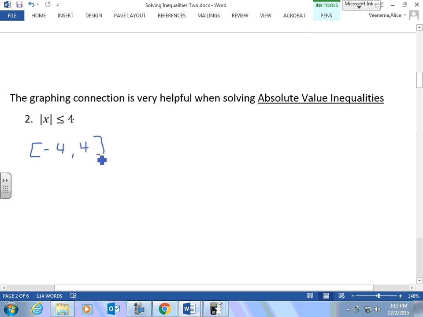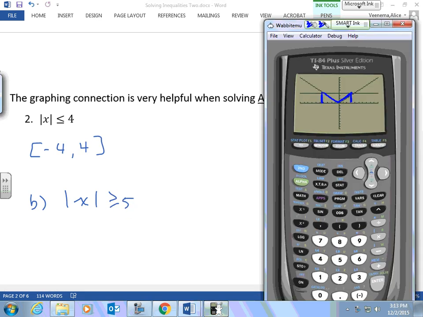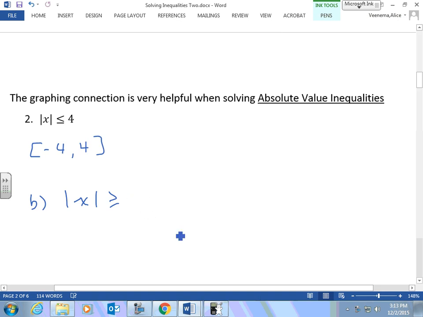Okay, and if we go back to the graph and look at part B, when is the absolute value of x greater than or equal to 4? I'll bring the calculator back up here. When is it greater than 4? It's off here to the left, which is the interval from -infinity up to -4.